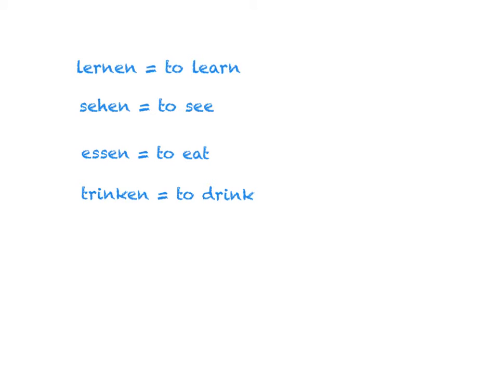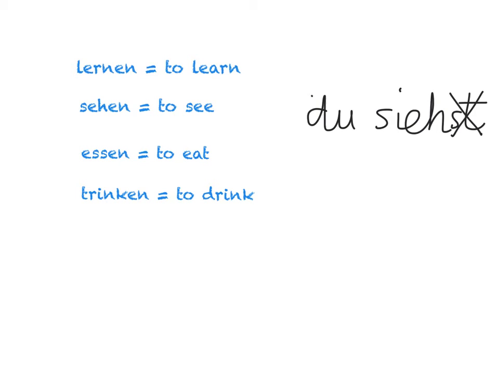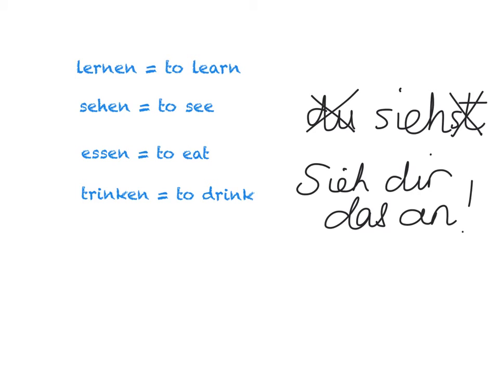Sehen and essen are a little bit more difficult, and they are irregular verbs. For those, you need to think about what the second person form of the verb is. So let's think about sehen, to see. To say you see, you would say du siehst. Okay, so to make the imperative form, you actually take off the st, and of course we remove the pronoun as well. And if you want somebody to look at this, you'd say sieh dir das an, and that is your imperative form, your instruction.